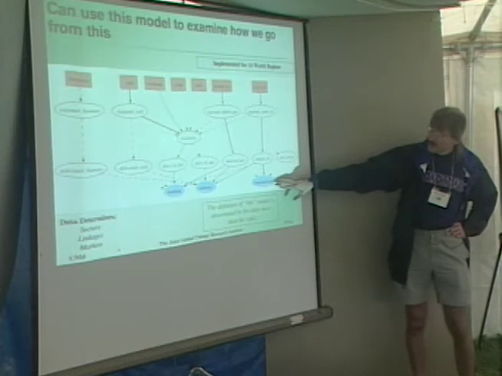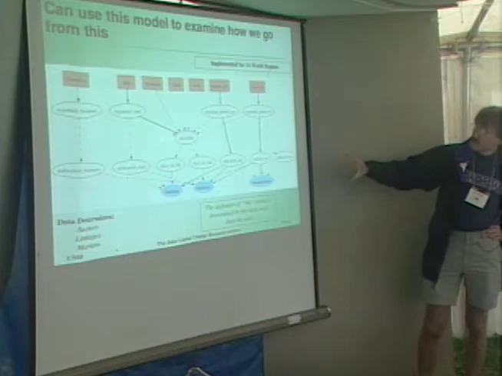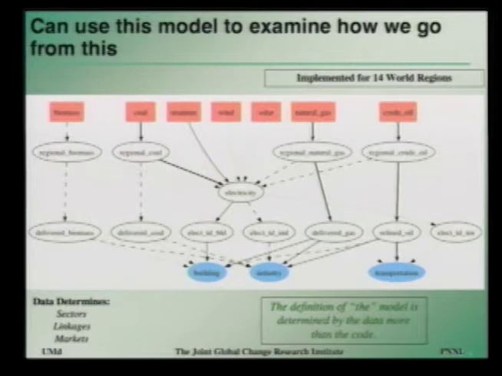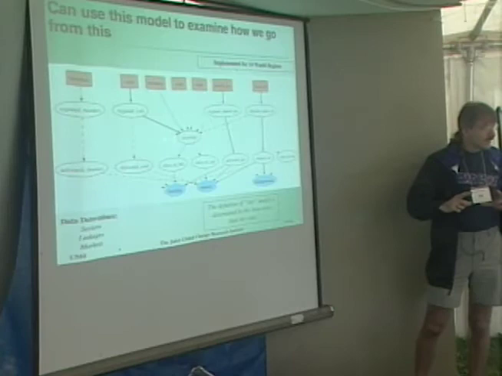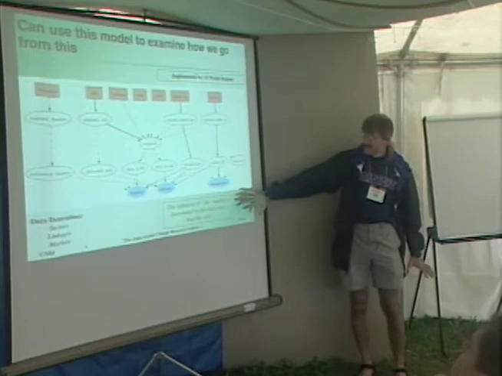Basically, our input data determines all these connections and the nature of the sectors. So we just change the input data to change the structure of the model. We don't change model code to do that. If we want a sector that behaves in a different way, then we change the model code and derive a new sector from what's already there. So that limits the amount we have to change things. The definition of the model is actually determined by the data more than the code, although the code limits what you can do, of course.